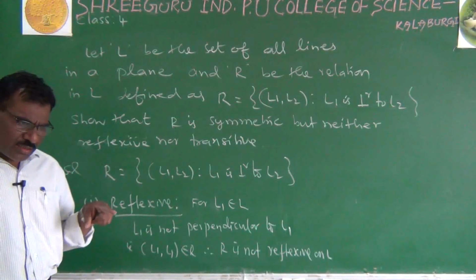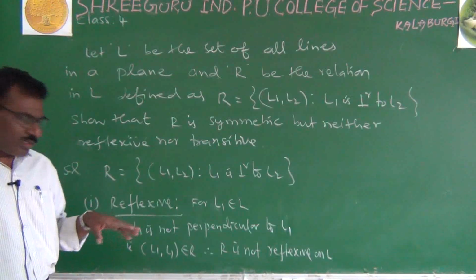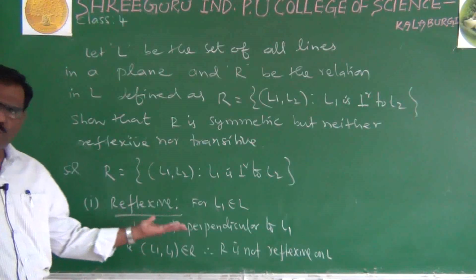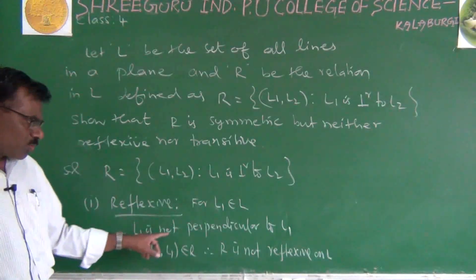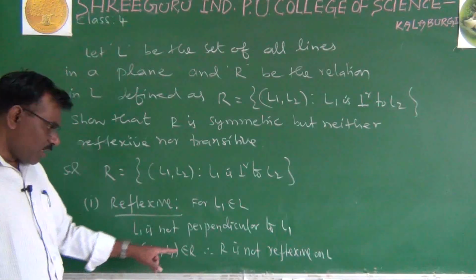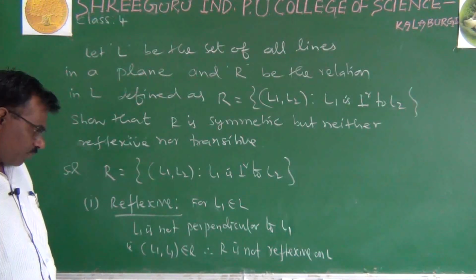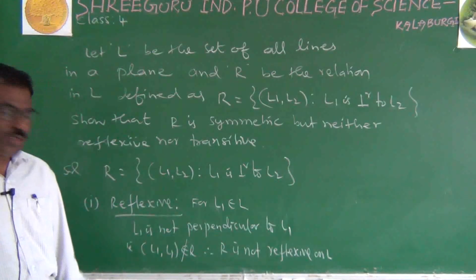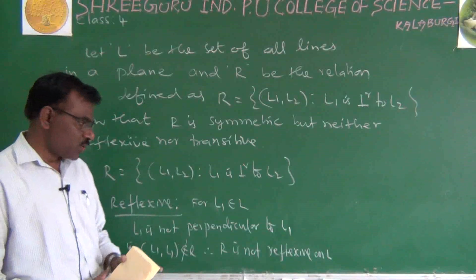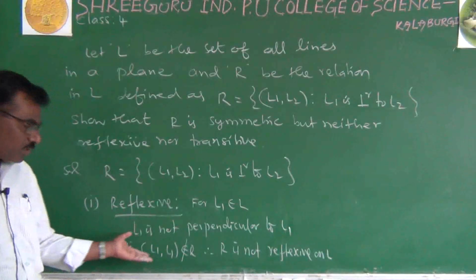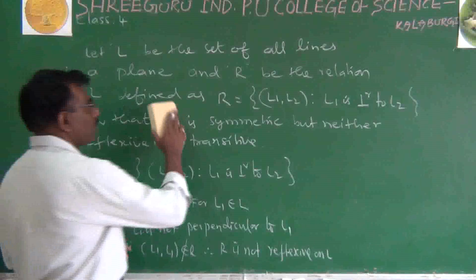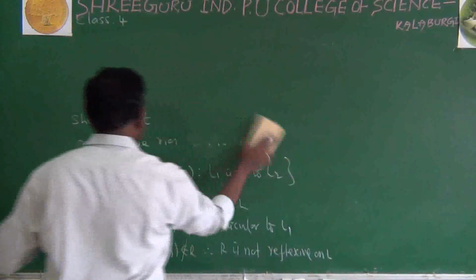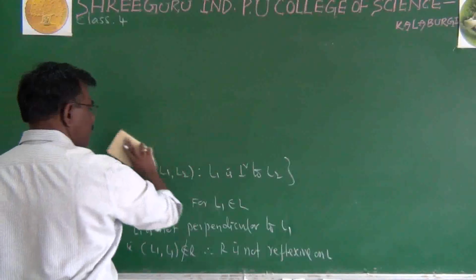A straight line itself is not perpendicular to itself. L1 belongs to L, L1 is not perpendicular to L1, so (L1, L1) does not belong to R. So R is not reflexive. A line is parallel to itself, so that pair belongs to the parallel relation, but a perpendicular line is not perpendicular to itself, so this ordered pair does not belong to R.